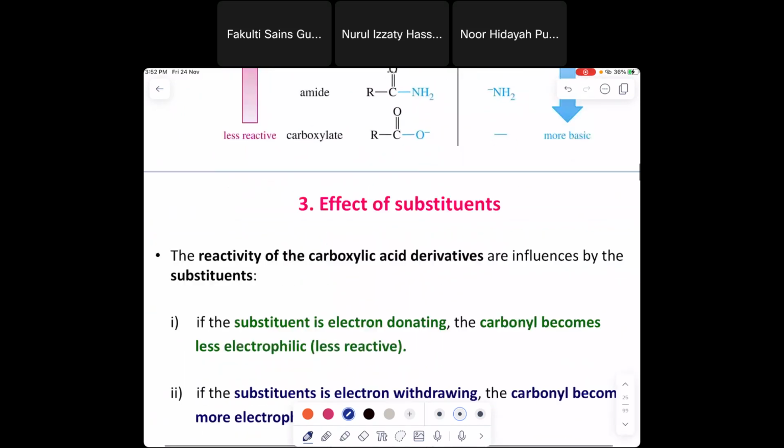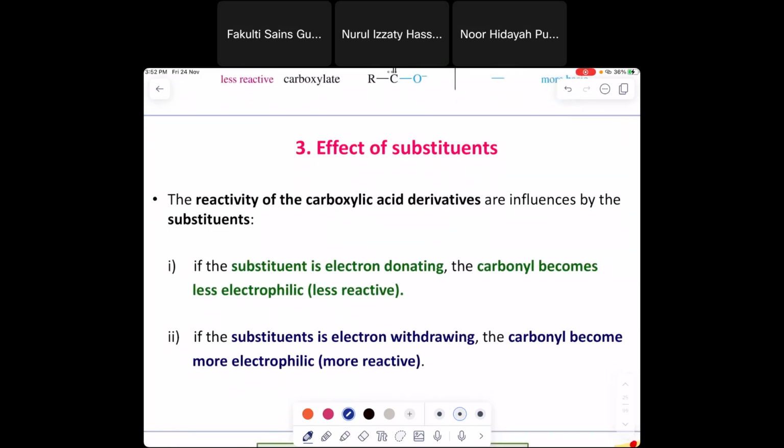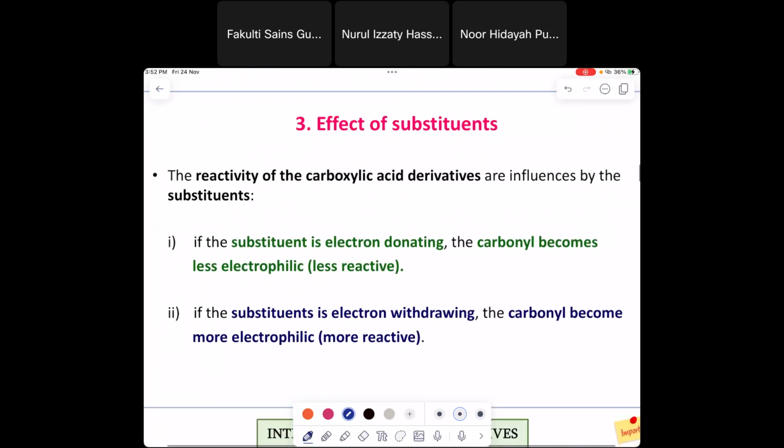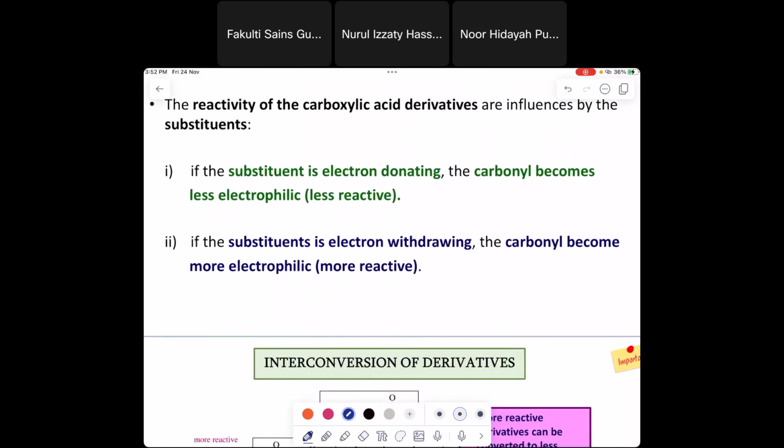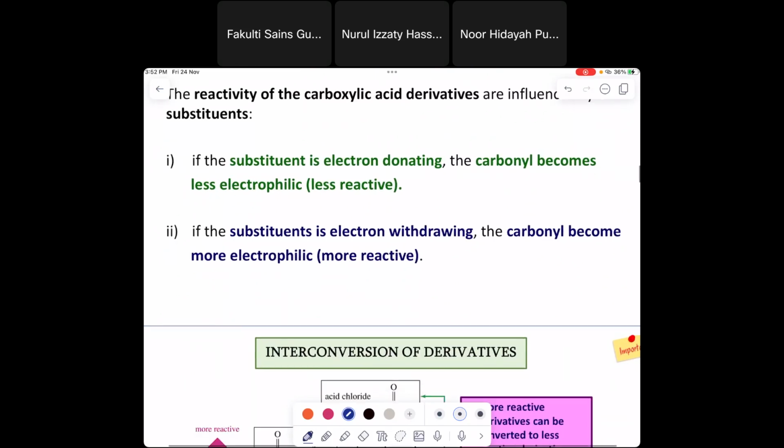Okay. And the third criterion to rank the reactivity of these carboxylic acid derivatives is the effect of the substituent. If the substituents attached to this acyl group are donating, they give more electrons to the acyl group, so it will be less reactive. That means you have to activate this carbonyl group before any further reaction can happen. But if the substituent is more electron-withdrawing, the carbonyl becomes more electrophilic because the electrons are being pulled away from the acyl group.